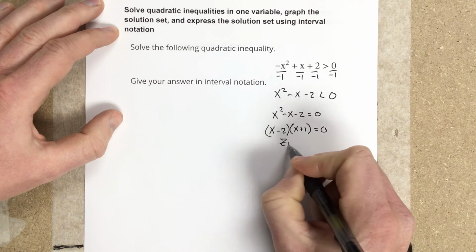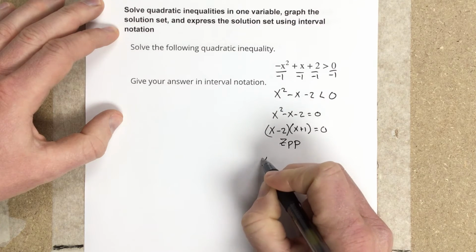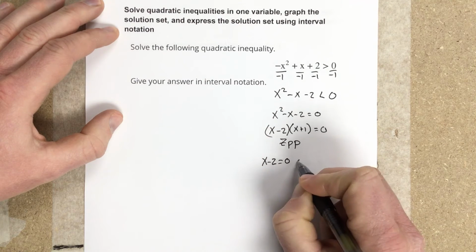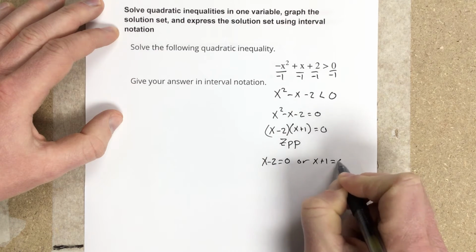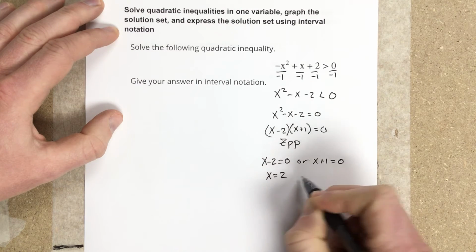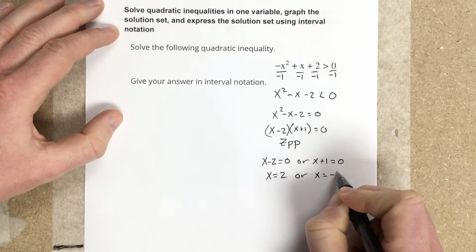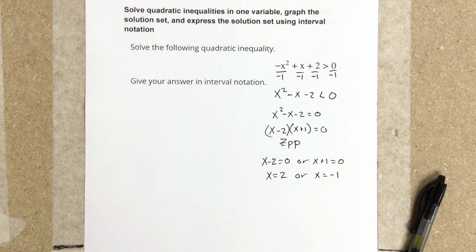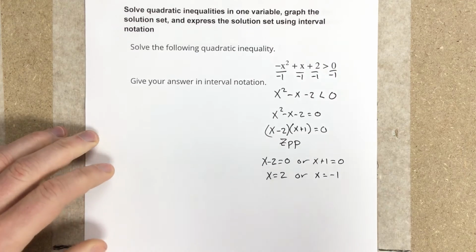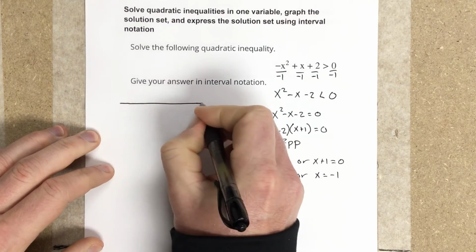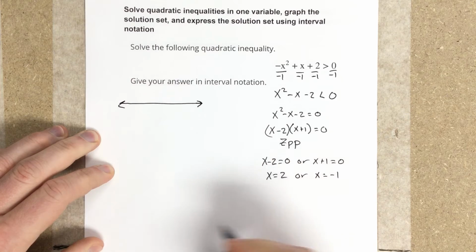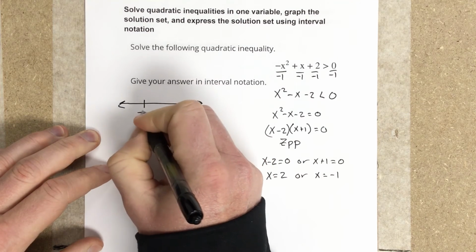Let's do the zero product property. So we get x minus 2 is equal to 0, or x plus 1 is equal to 0. So we get x is equal to 2, or x is equal to -1. All right, now what we're going to do is graph these on a number line. We'll mark these. We've got negative 1 here and 2 here.